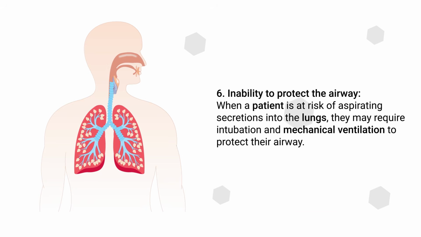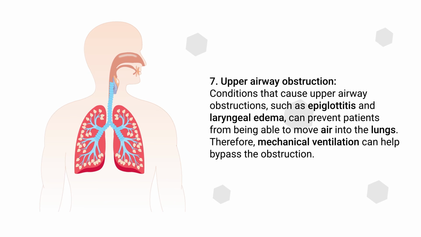Inability to protect the airway. When a patient is at risk of aspirating secretions into the lungs, they may require intubation and mechanical ventilation to protect their airway. And an upper airway obstruction. Conditions that cause upper airway obstructions, such as epiglottitis and laryngeal edema, can prevent patients from being able to move air into the lungs. Therefore, mechanical ventilation can help bypass the obstruction.